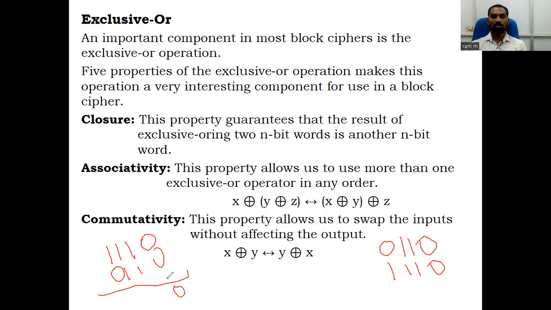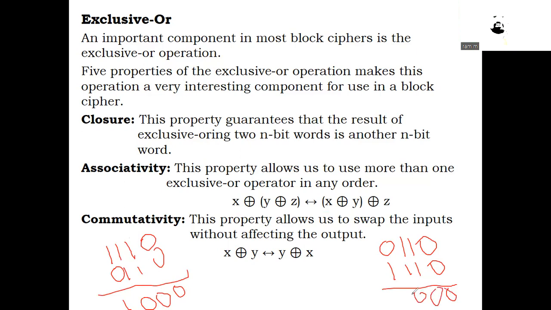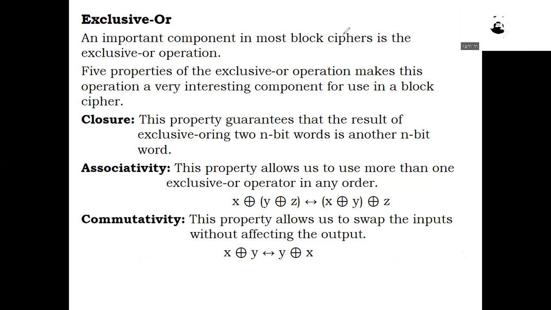So same inputs give output 0, and different inputs give output 1. Similarly here, same inputs give 0, 0, 0, then 1. If you observe, I got the same result for X exclusive OR Y and for Y exclusive OR X. So this is the commutative property. It allows us to use exclusive OR in cryptography and within block ciphers.